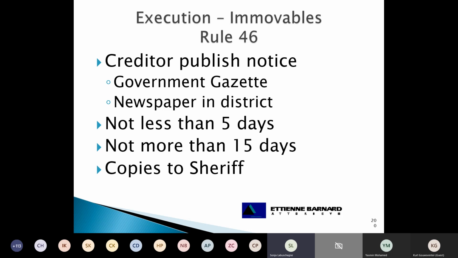All right. While we're talking about advertising, I'll show you now that credit, it gets published in the Government Gazette and the newspaper in the district, which is getting less and less because newspapers aren't getting published anymore, but you can do it online as well. You can do it electronically. And it must be not less than 5 days and not more than 15 days before the sale.